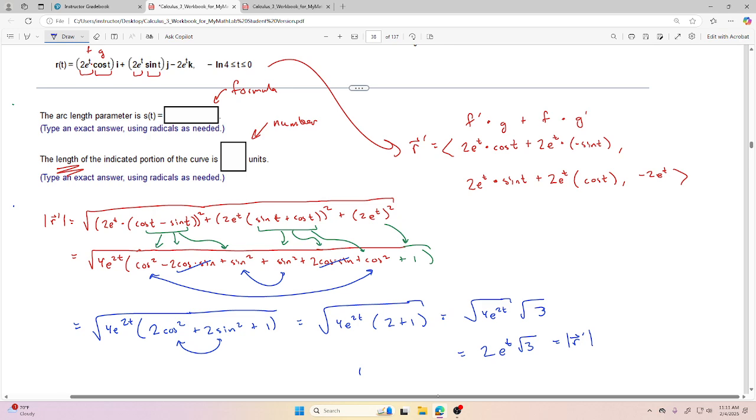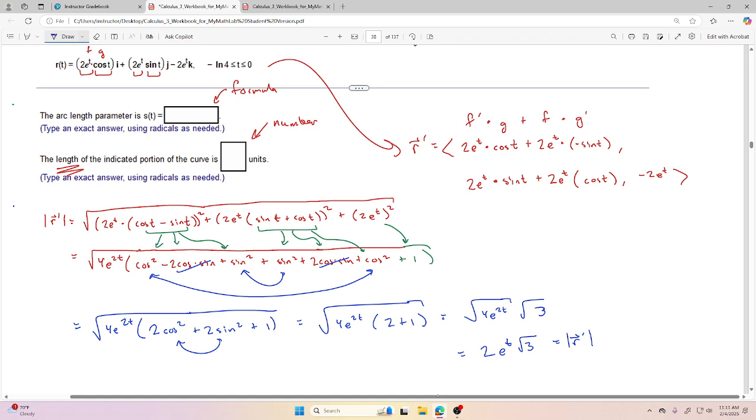We're not even at the arc length part yet. So this is a pretty big problem. That's good, though. That's good. We need some of these. Any questions at this point?